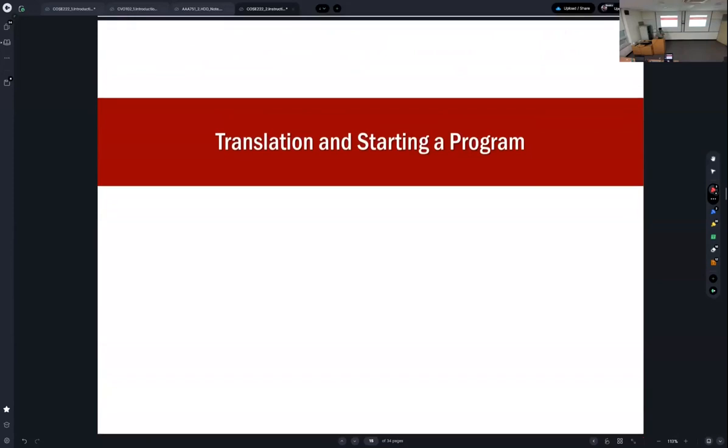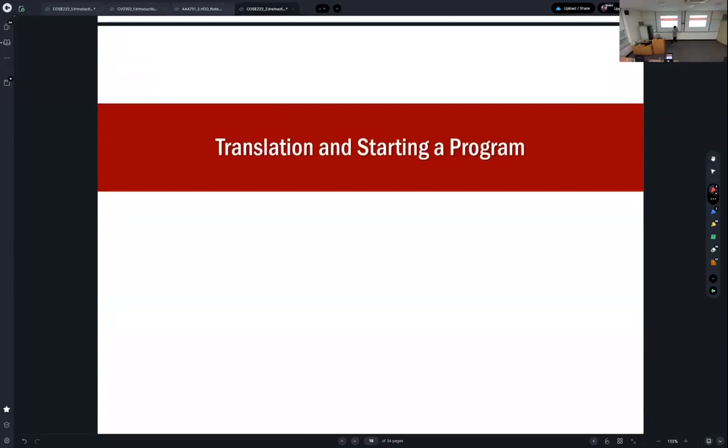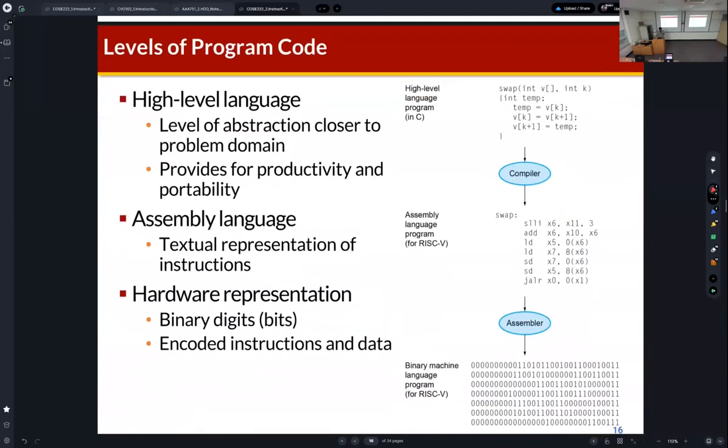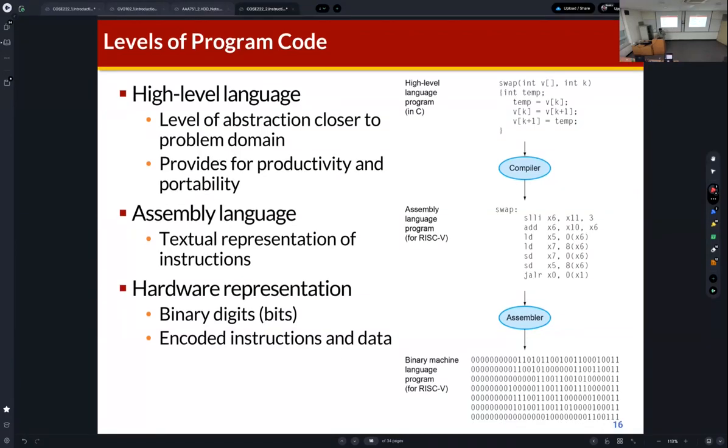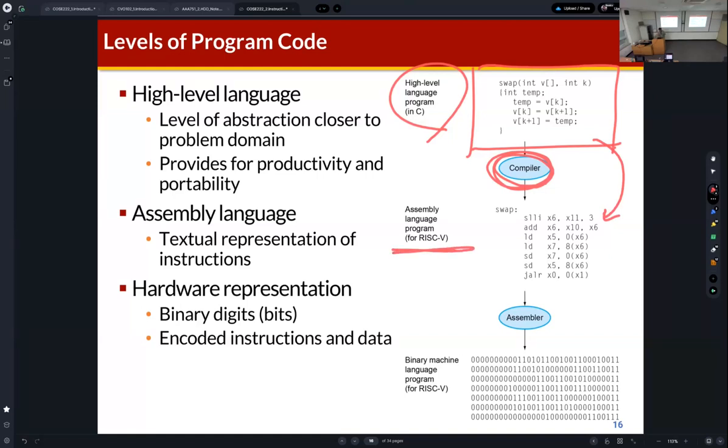Then let's see how our high-level language code is translated and executed by a processor. You remember this? I already explained. We write code using a high-level language. This is an example of high-level language code in C. Then a compiler translates our high-level language code into assembly language code.